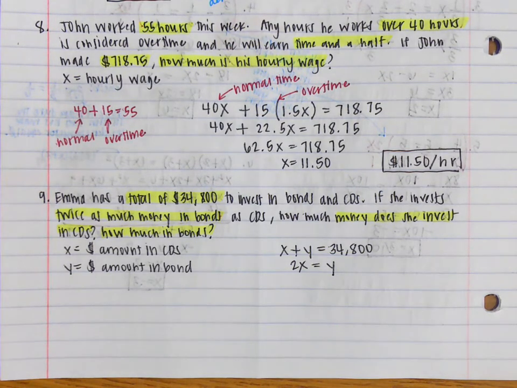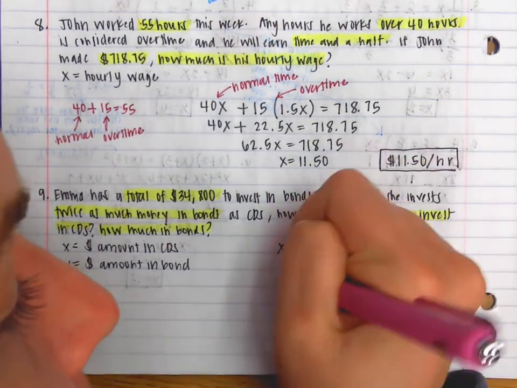Okay, so now we have our 2 equations. We can solve using systems of equations. I can use substitution. I can use elimination. I know those are coming back to you. So I'm going to use substitution here. I know if y is equal to 2x, I can substitute.